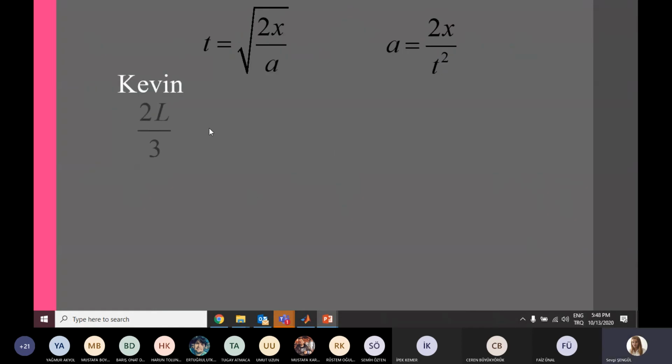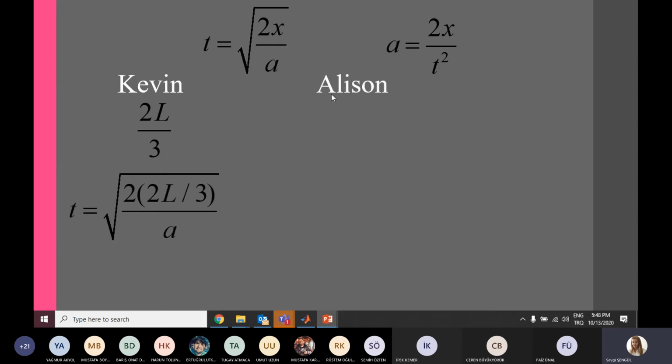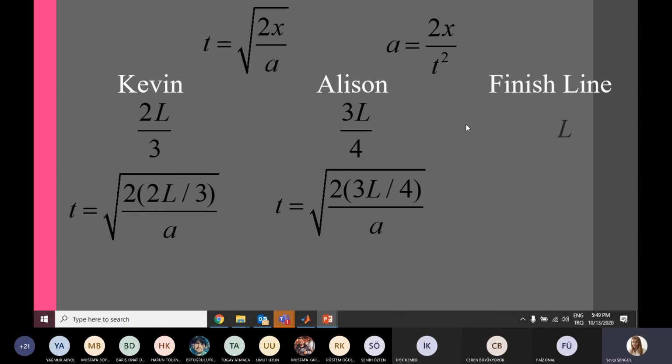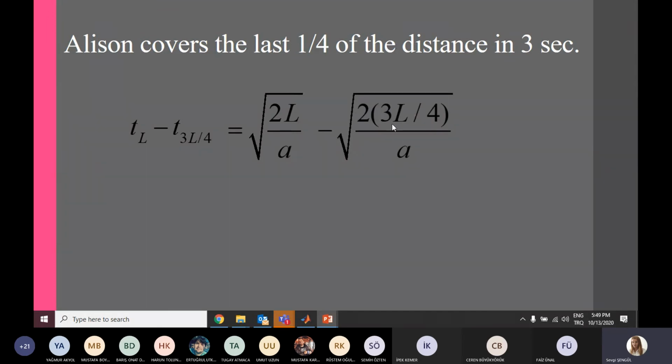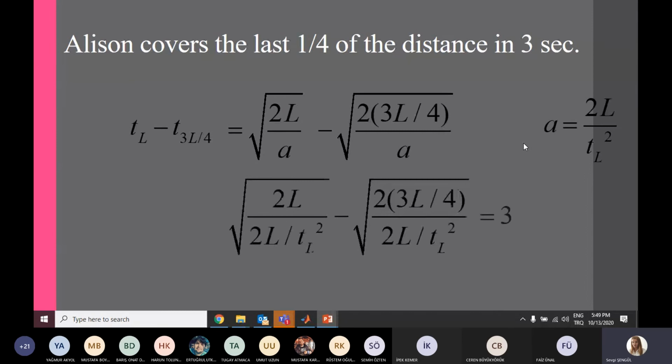So we have Kevin, and it is going to be L minus L/3, which means the first 2L/3. We know the last 1/3 of its race, how much time it takes. And for Alison, we know the last 1/4 of the race, how much time it takes. If the finish line is at L meters, then the time will be the square root of 2L over a. Then what we know is Alison covers the last 1/4 of the distance: T_L minus T_3L/4. This is for the whole race time. This is for the part that it covers. The last 1/3 will be equal to 3.